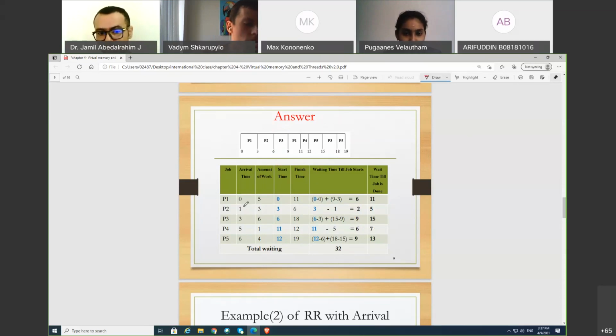This is the arrival time. It means process 1 is ready to execute at 0 units. P2 is ready to execute or enter the memory at 1 unit, and so on. The quantum is related not to arrival time, but to the amount of work. So the amount of work is the total work. We should execute 5 units for process 1.